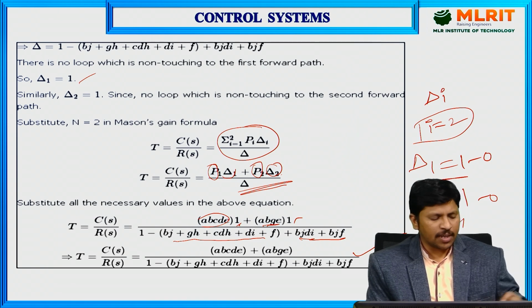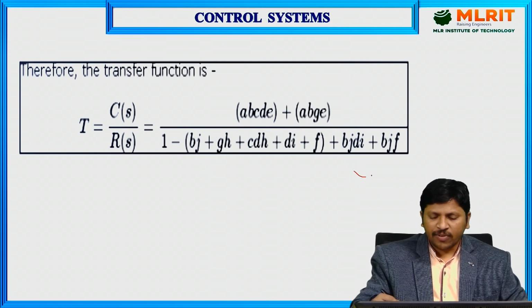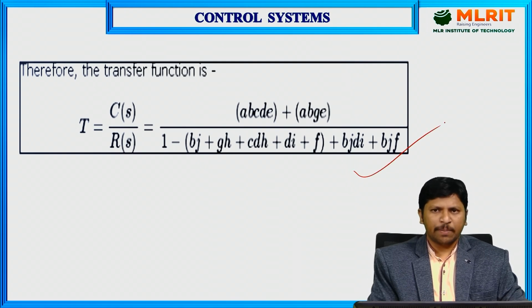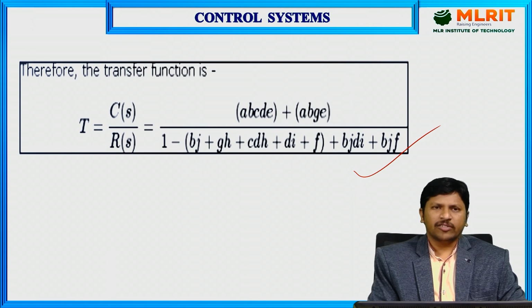So this is about the signal flow graph, and this is finally the transfer function using Mason's gain formula. This covers the signal flow graph, its basic elements, and one best example to calculate the transfer function using Mason's gain formula.